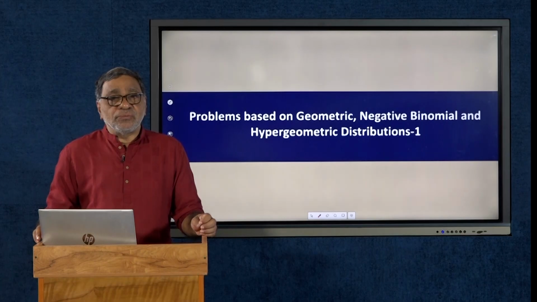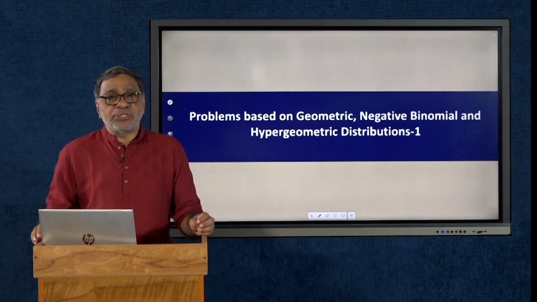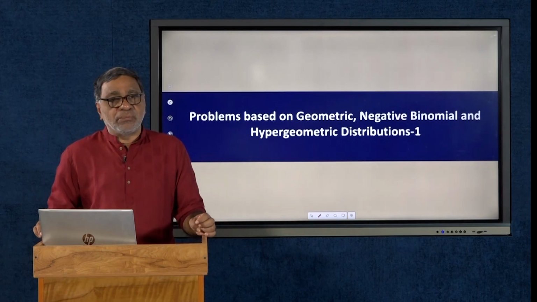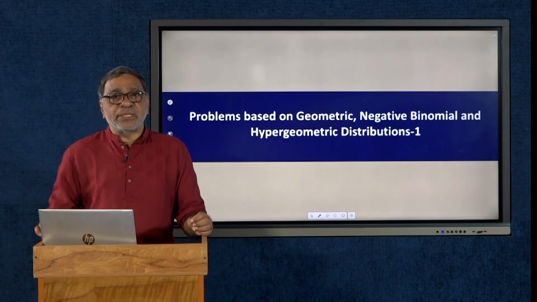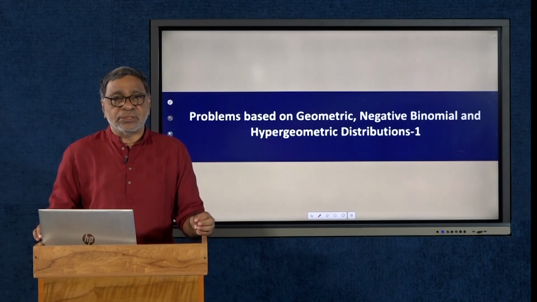And now in the succeeding sessions, we are going to establish some applications of geometric distribution, negative binomial distribution and hypergeometric distribution in different fields by giving some numerical examples. So, let us consider some examples in the field of geometric distribution in this session.